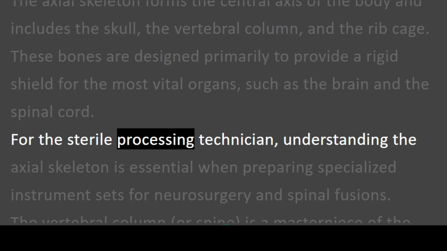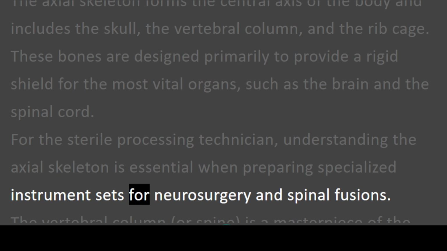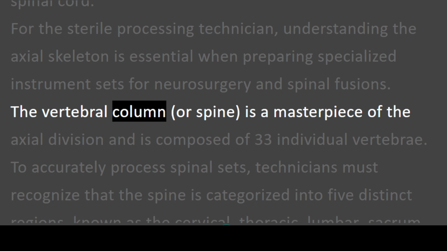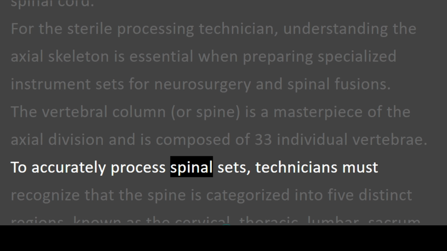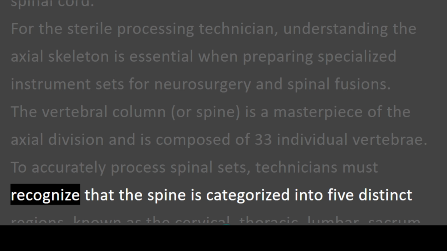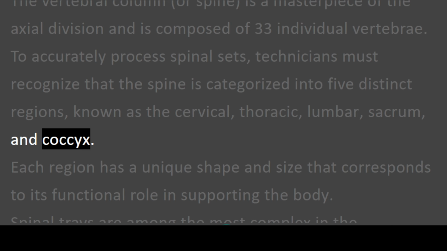For the sterile processing technician, understanding the axial skeleton is essential when preparing specialized instrument sets for neurosurgery and spinal fusions. The vertebral column, or spine, is a masterpiece of the axial division and is composed of 33 individual vertebrae. To accurately process spinal sets, technicians must recognize that the spine is categorized into 5 distinct regions, known as the cervical, thoracic, lumbar, sacrum, and coccyx.